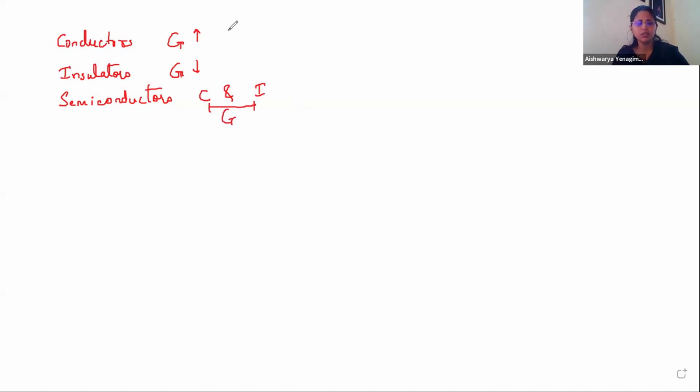As examples of conductors, we can give metals, so I have here metallic conductors. Insulators: all glass, ceramics, these are all insulators. Semiconductors: silicon, germanium, all your metalloids or semi-metals. All these are semiconductors.